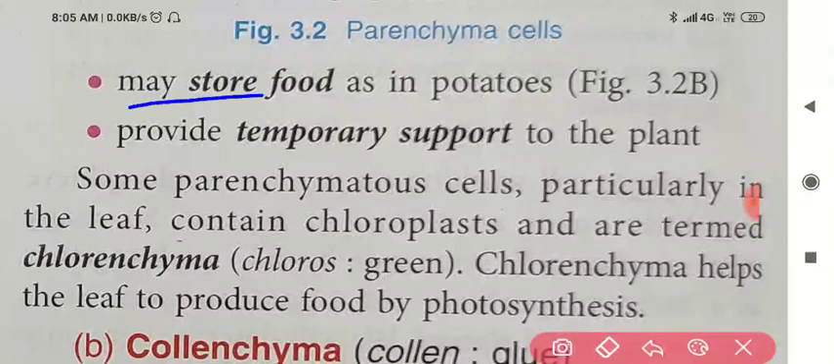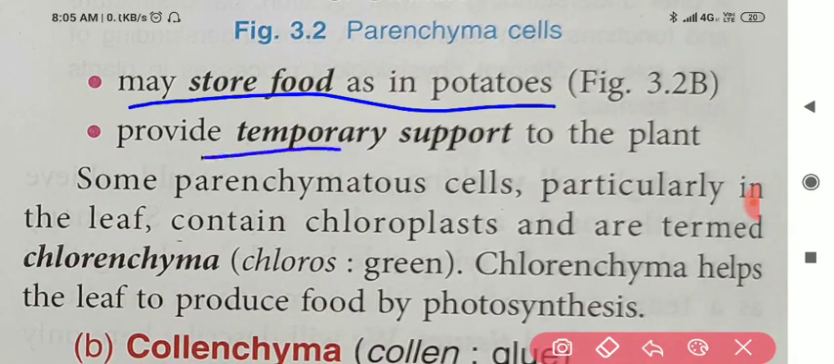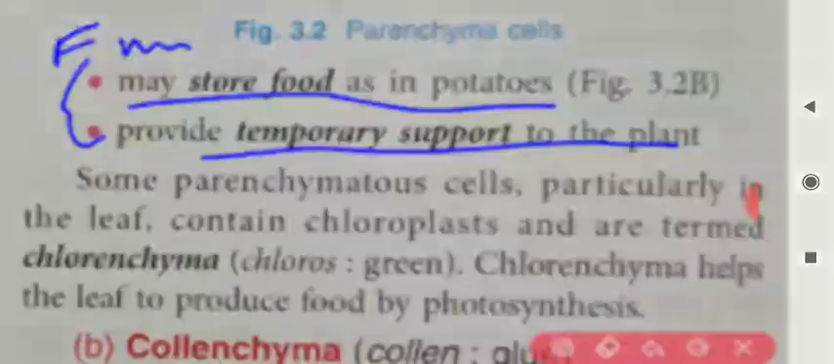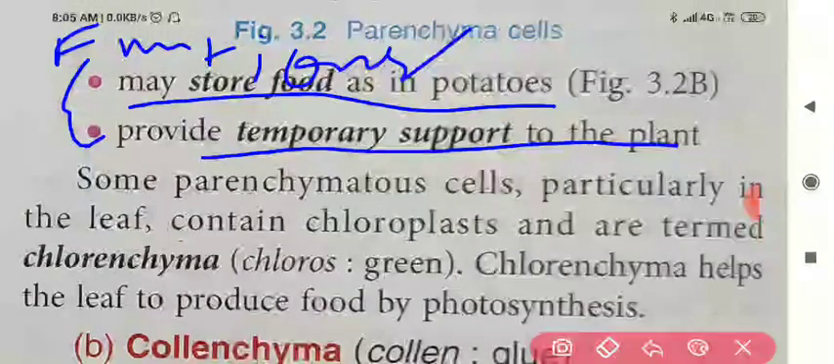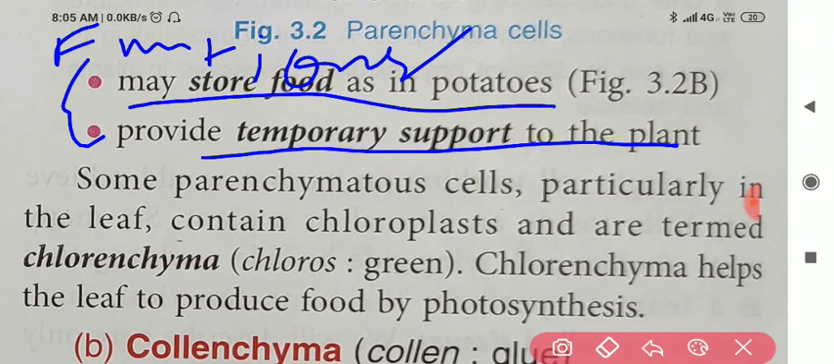Parenchyma cells may store food as in potato, and they provide temporary support to the plant. Now these two points come under functions also. Clear? Functions of parenchyma. So you must write the two functions of parenchyma: they may store food as in potato, and they provide temporary support to the plant.